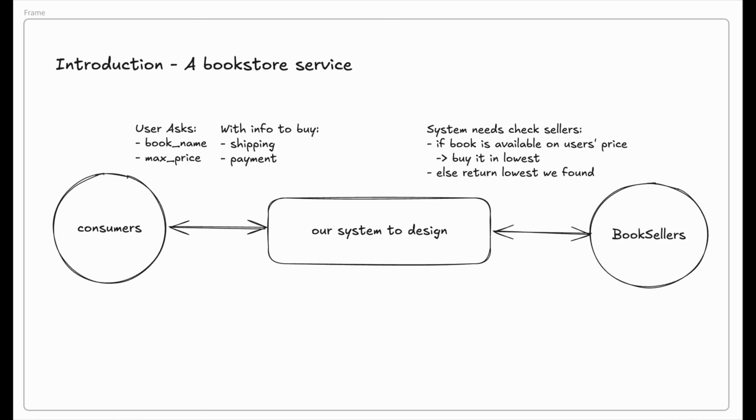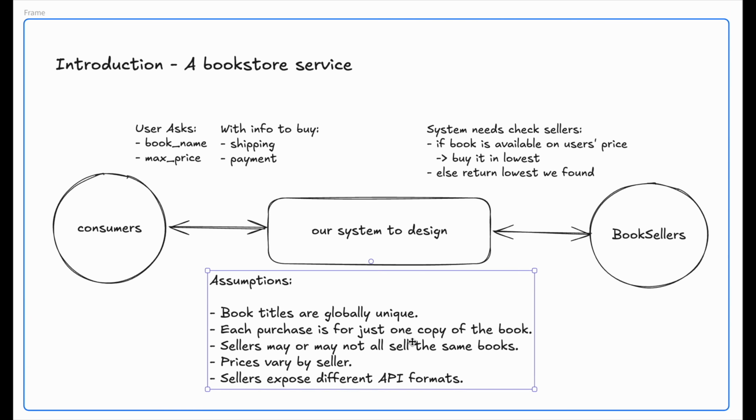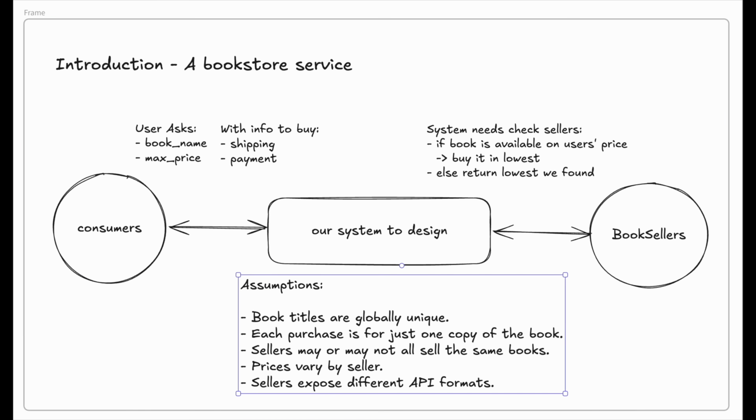To keep this design grounded, we'll make a few simplifying assumptions. Book titles are globally unique. Think of them like product IDs. Each purchase is for just one copy of the book. Sellers may or may not all sell the same books. Prices vary by seller. And finally, sellers expose different API formats, so we'll need to handle heterogeneous protocols. This gives us a rich and realistic foundation to explore performance, concurrency, and resilience in a high-scale FAANG system.